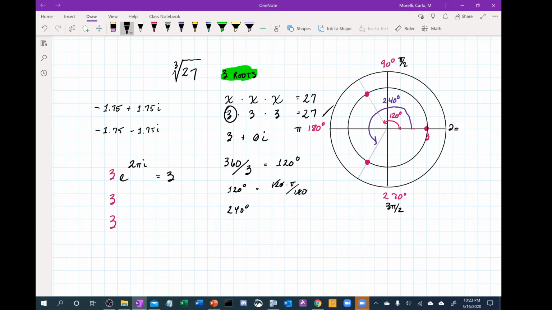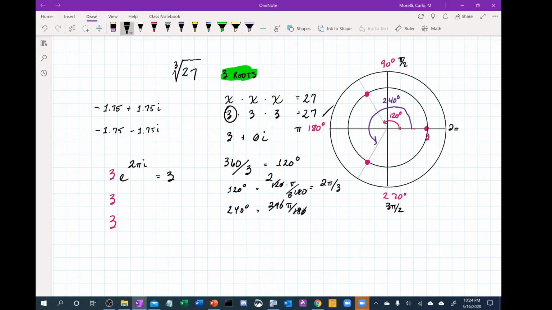Cancel the 12 and the 18 and do a 6 factor. So 12 divided by 6 is 2, and 18 divided by 6 is 3. So I got 2 pi over 3, which is 120 degrees. And then for 240, I take the 240 times pi over 180. I can cancel the zeros out.